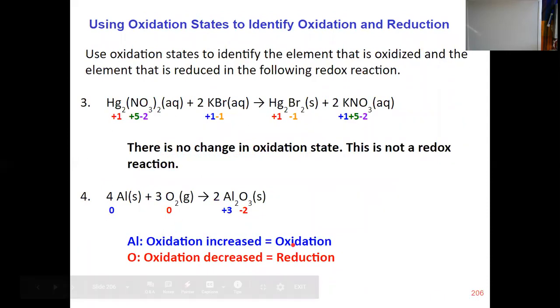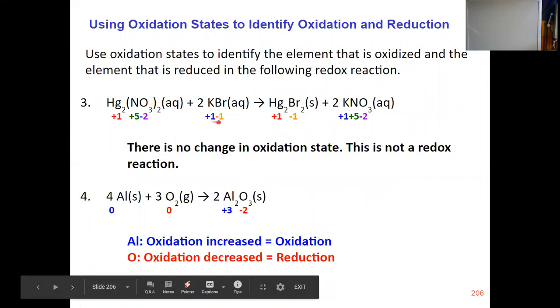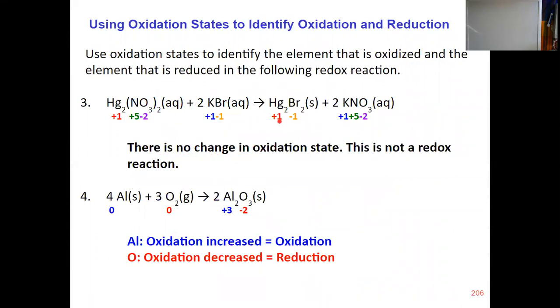Okay. In my next example, I go through every one of these elements and assign them all oxidation states. Then I look between the reactant side and the product side, and I notice that there is no change in any of the numbers. My mercury on this side and this side match. My nitrogen on the left side and the right side match. My potassium is matched. My oxygens match. My bromines match. Everything matches. There's no change in oxidation state. That means it is not a redox reaction.